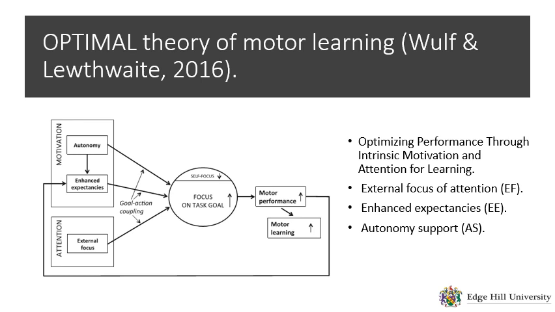Specifically, the optimal theory contends that autonomy support, providing learners the opportunity to make choices during practice, enhanced expectancies, so that's enhancing the experience of success so that a learner will likely experience success in future practice or future performance, and finally, the third factor, an external focus of attention, is a focus on the intended movement outcome or the intended movement effect.